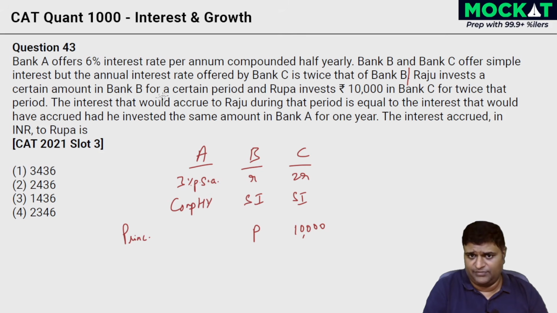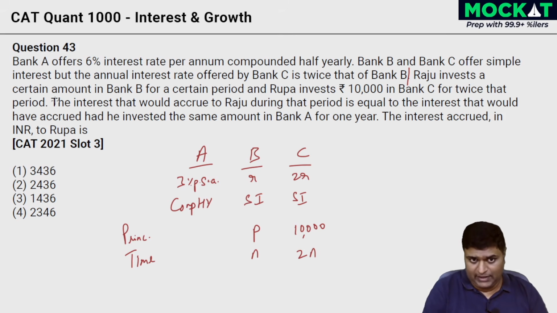What does it say? Raju invests a certain amount in Bank B for a certain period. Rupa is investing 10,000 in Bank C for twice this period. So if this is N, this is going to be 2N. Okay, so time, we're done with that as well. The interest that would accrue to Raju during that period is equal to the interest that would have accrued had he invested the same amount in Bank A for 1 year.